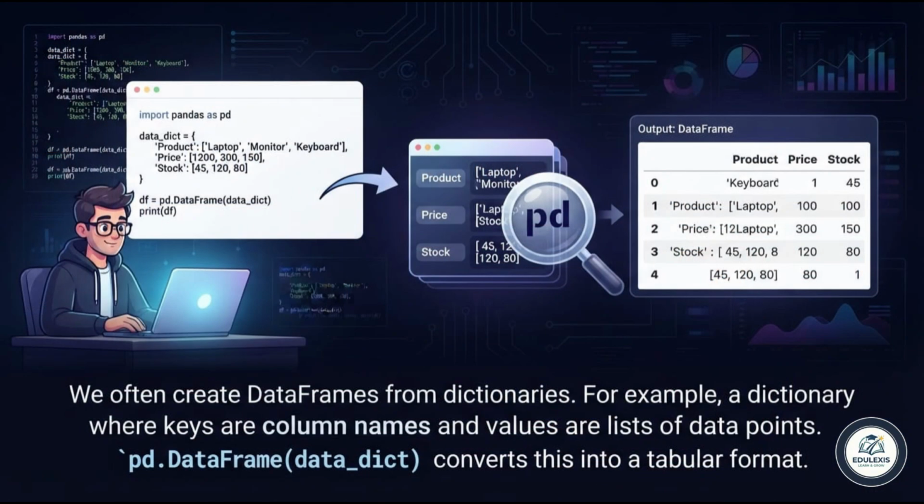We often create DataFrames from dictionaries. For example, a dictionary where keys are column names and values are lists of data points. pd.DataFrame(data_dict) converts this into a tabular format.